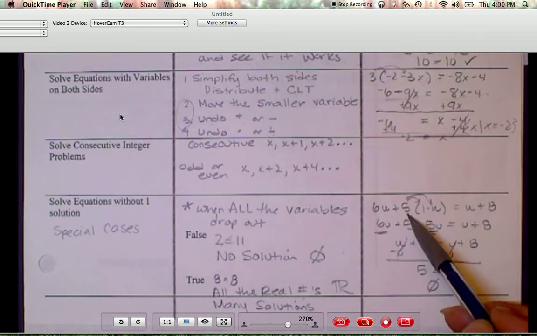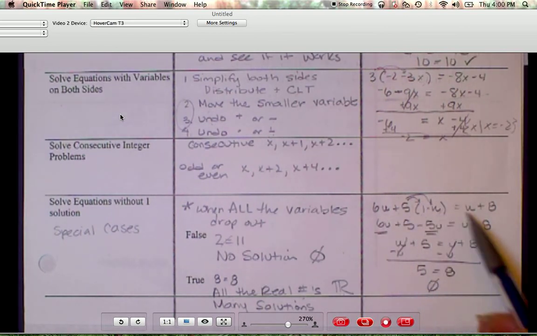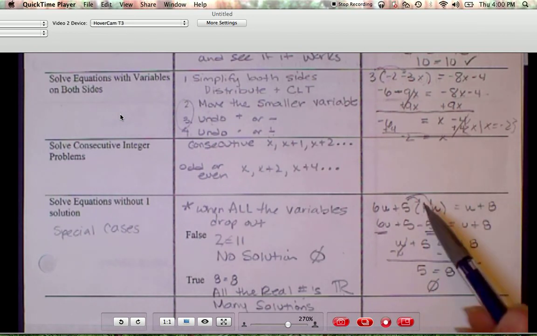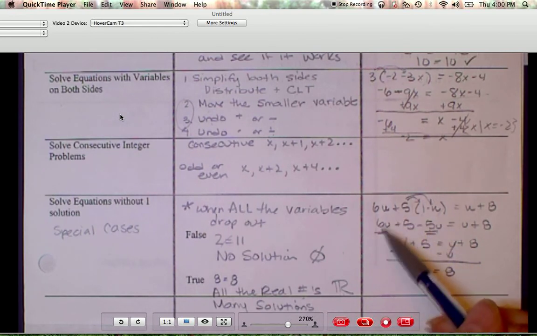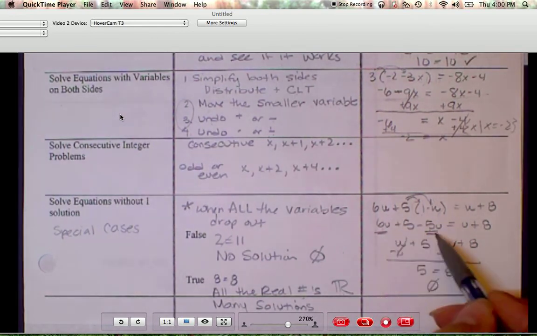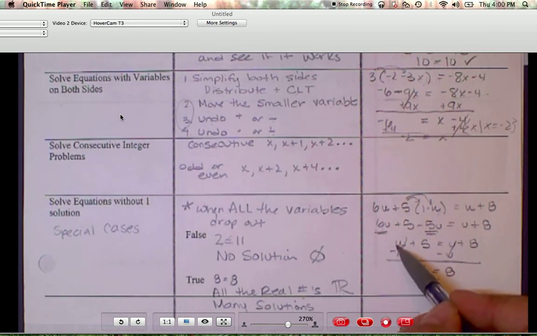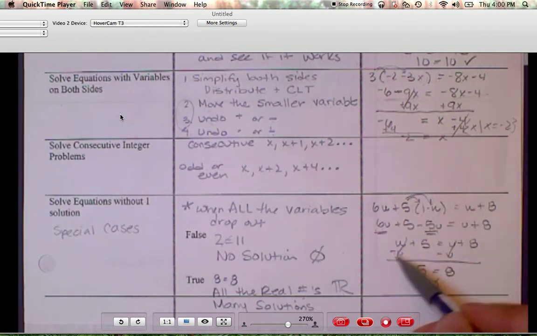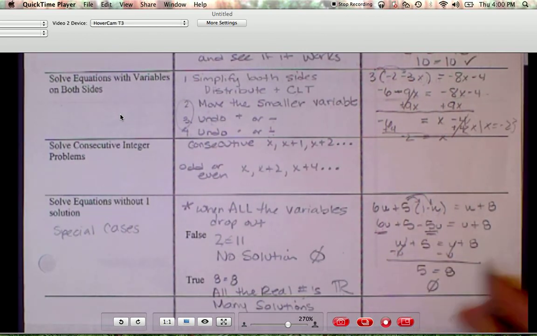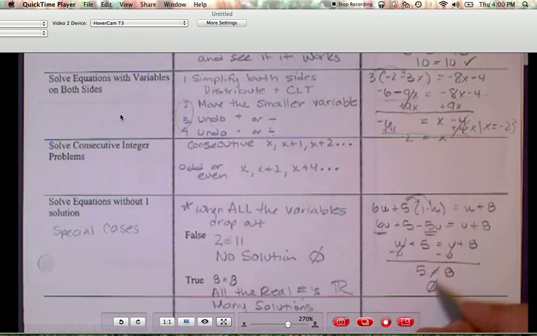6u plus 5 times the quantity 1 minus u equals u plus 8. So you distribute, and we get positive 5 and negative 5u. The 6u just comes down. Combine your like terms, 6u minus 5u. You can either write 1u or just u plus 5 equals u plus 8. You have to show that the u's drop out. Minus u, they drop out, and we get 5 equals 8. That is false. You can put a line through it to show that it's false, but most importantly, it needs to say no solution there. So those are your special cases.